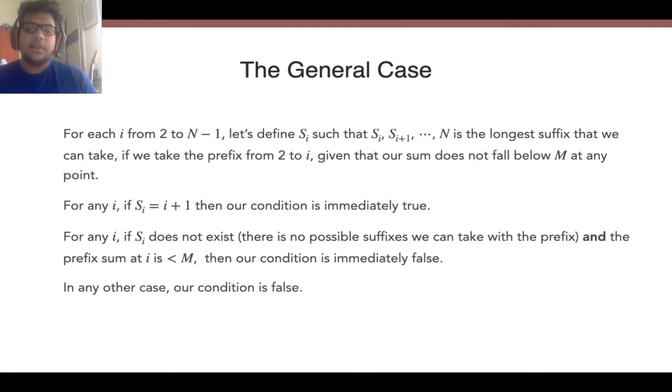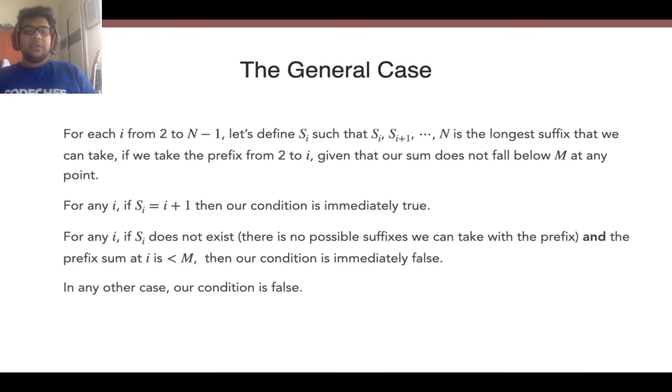So it's true. Now, if for any I, si does not exist, meaning that there's no suffix that we can take along with our prefix, and the prefix sum at I is less than m, meaning that the current sum we have is invalid, we needed some suffix to even it out, then our condition is immediately false, right? And immediately true and immediately false means something here. So whatever happens first between the first two conditions, we can break out then only, right?